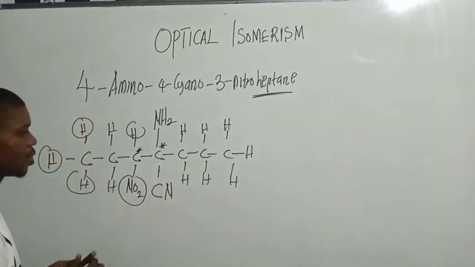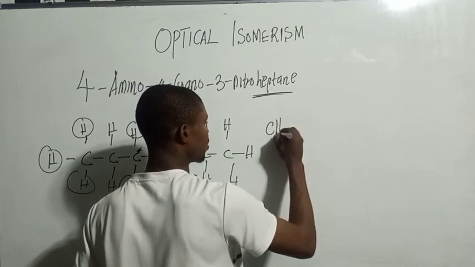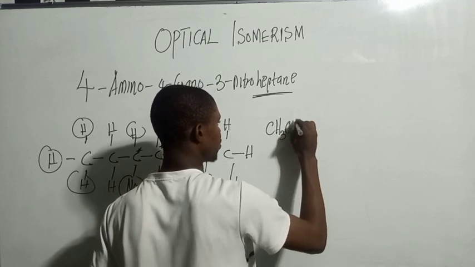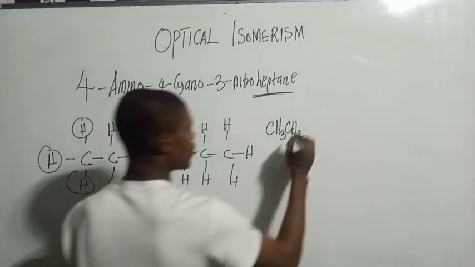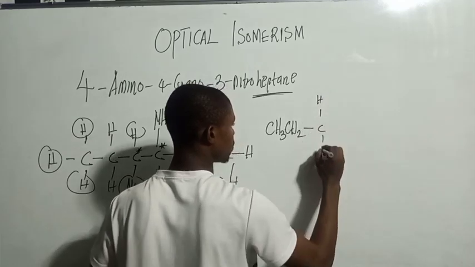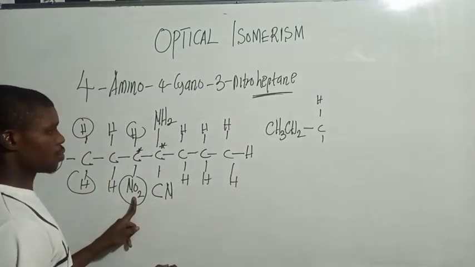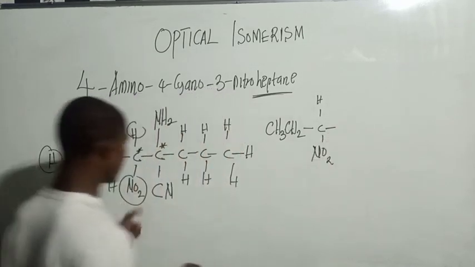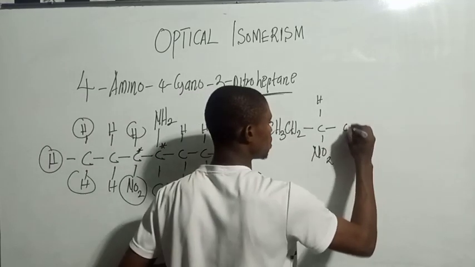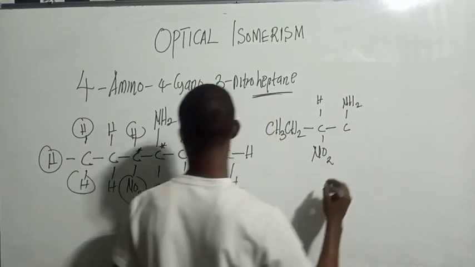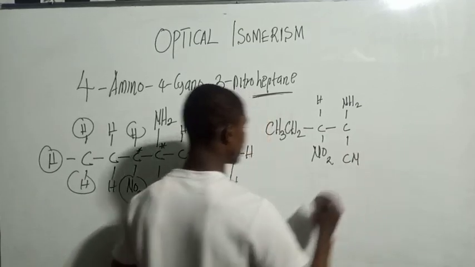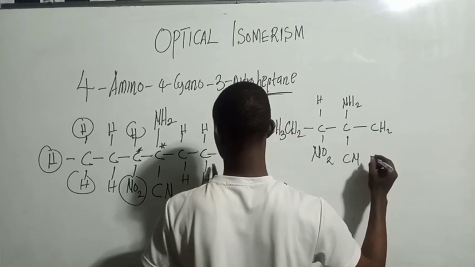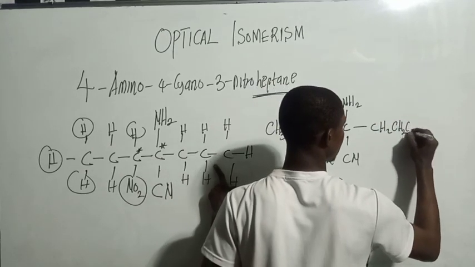So if you want to draw this one, we can draw it as CH3, CH2, then the carbon with hydrogen and NO2, then the carbon with NH2 and CN, and then again CH2, CH2, CH3.